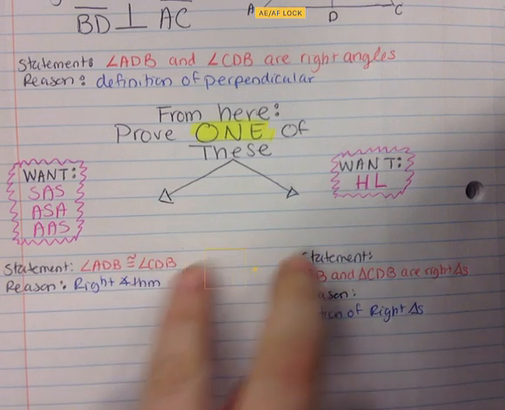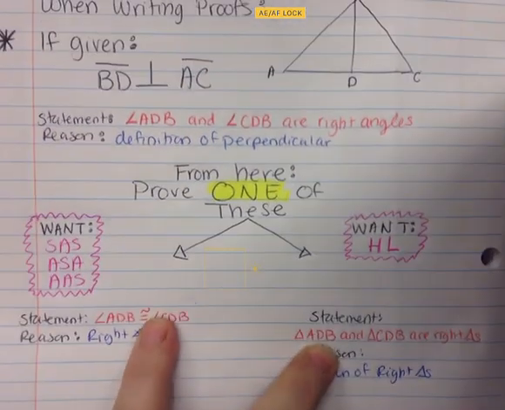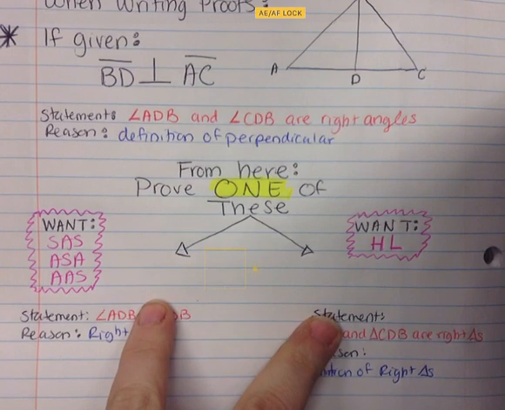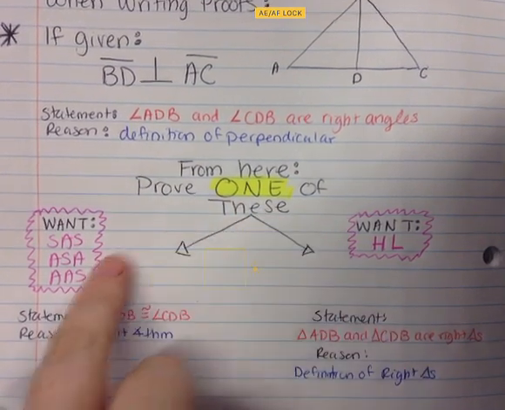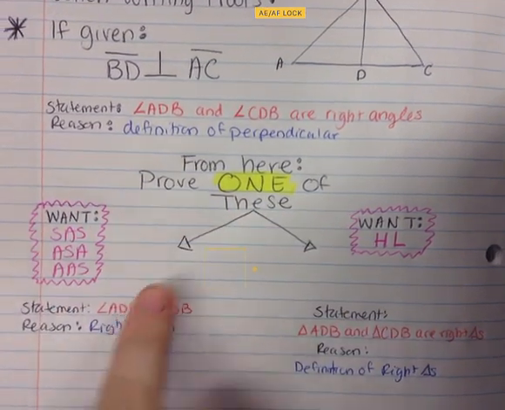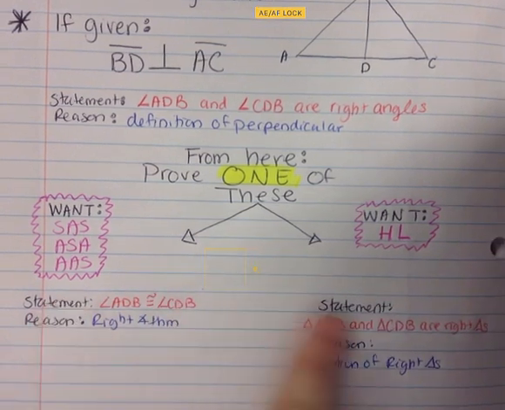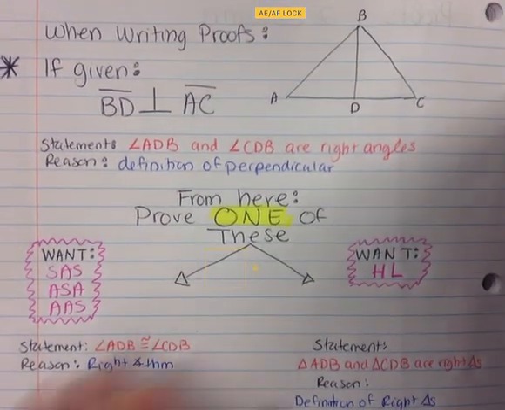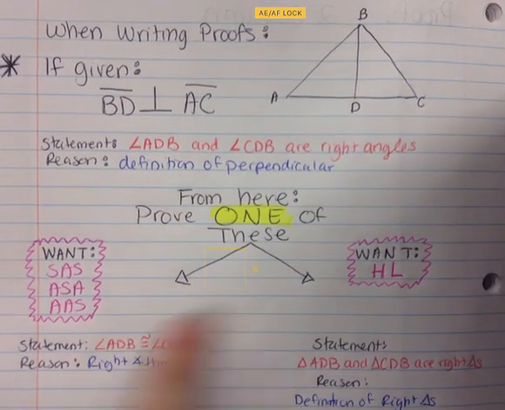You do not have to prove both of these. When you see perpendicular, you do not have to prove both of these. You figure out which way you're trying to go, and you prove that statement and give that reason for it. That was in case you ever have any problems where you have perpendicular and you're not sure which one you have to prove.